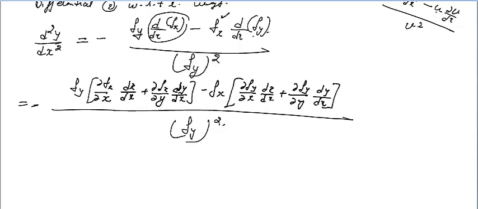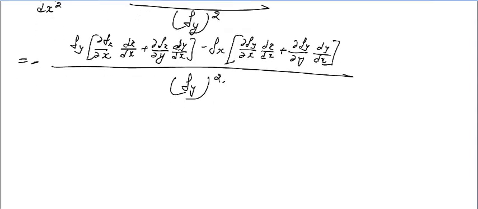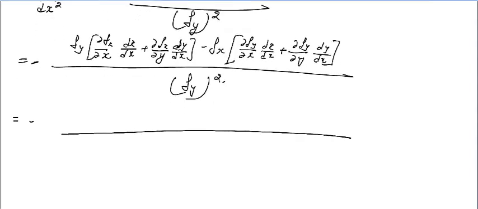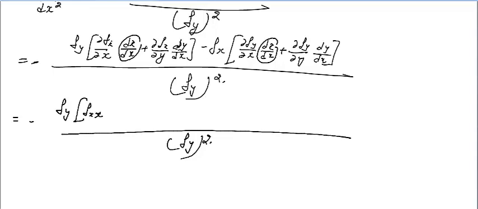Correct? Now very interesting, next step, minus is outside, fy whole square. So students see fy, this is 1, this is 1, finished. So this is double derivative of f with respect to x. At x double x, because the derivative of f with respect to x is already there. So when you differentiate one more time, you will get this one.